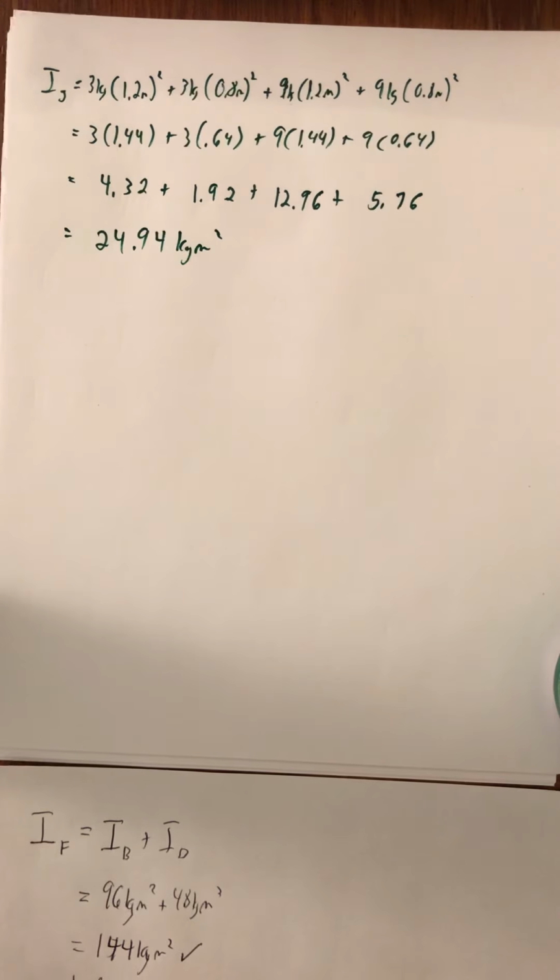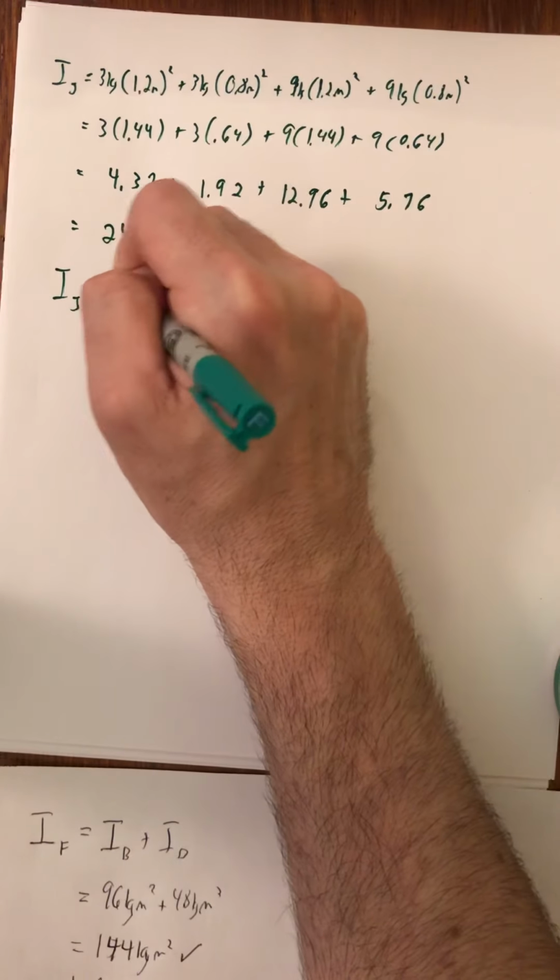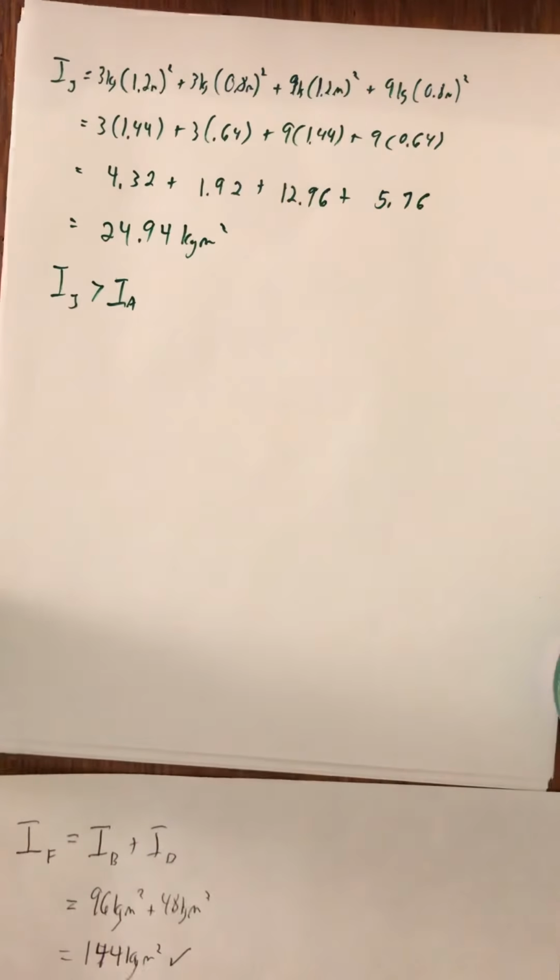But the important thing to notice is that Ij is indeed bigger than Ia, that we perturbed the axis slightly to the right of the center of mass, and we got a larger one. Theoretically, I could perturb that to the left. Now, if I perturbed it 0.2 to the left, you'd see I'd actually get the exact same result because of our symmetry.